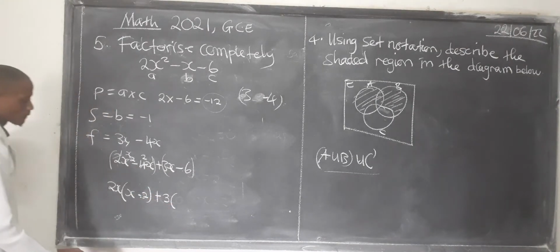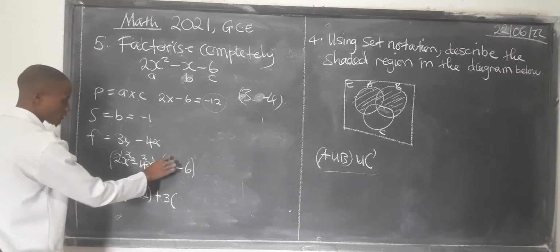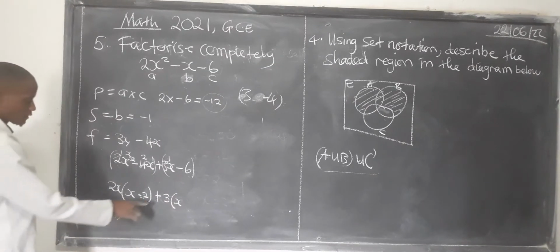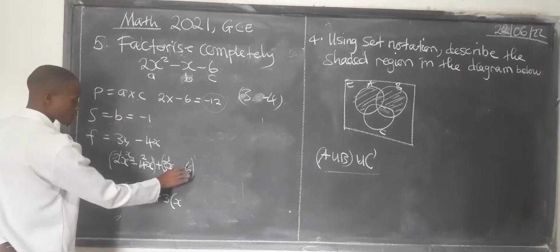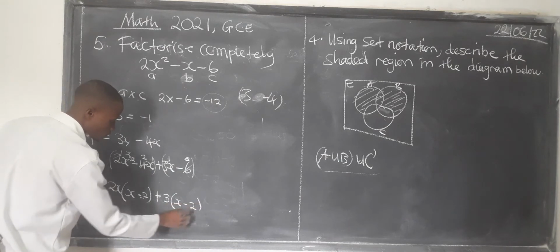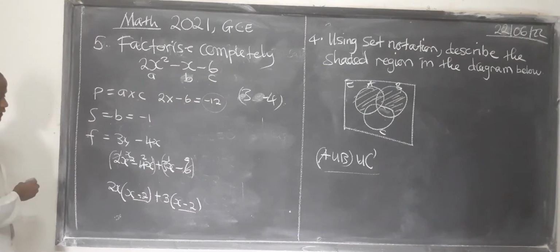Open bracket. 3 into 3 here is 1. So 1 times x will remain with x alone. Then 3 into 6 is 2. So remain with the negative 2. Always in the bracket you must have the same thing.